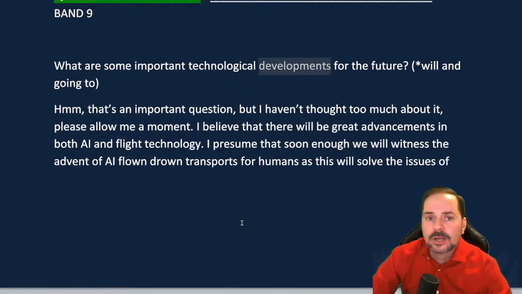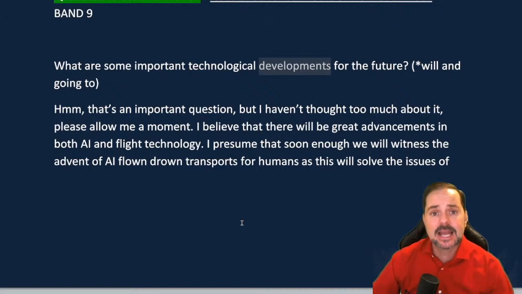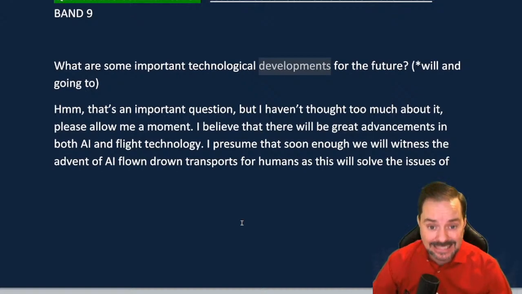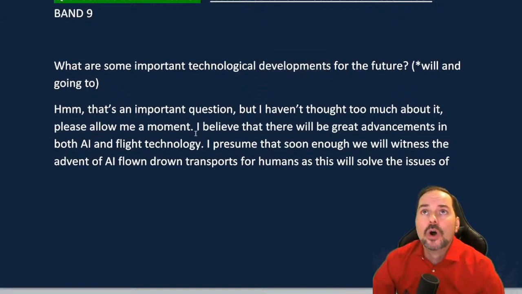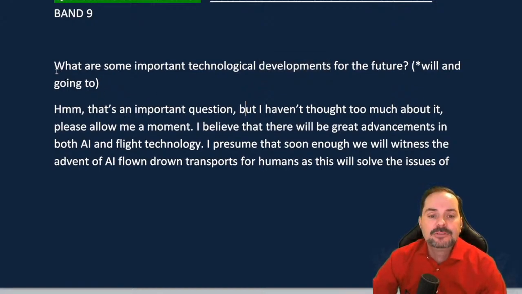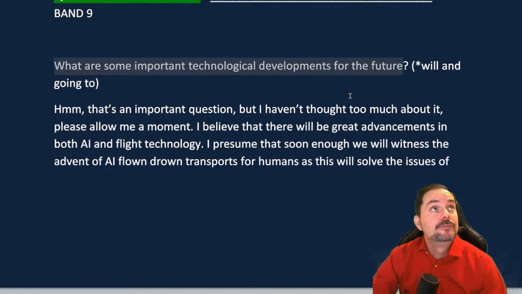I'm throwing some advanced vocabulary at you in some of my responses as well, because this is speaking part 3 practice. So when you see such new vocabulary, write it down, okay? And add it to your vocabulary list. Okay, everyone. So here we go. Repeat after me. So what are some important technological developments for the future?